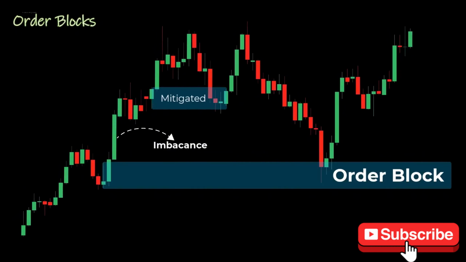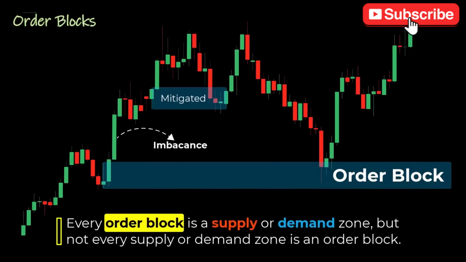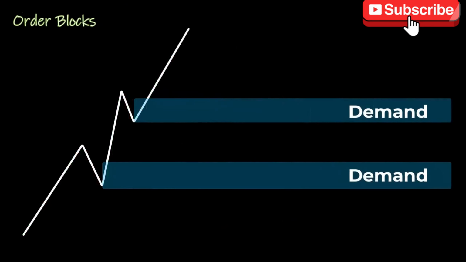Now here's something really important. Every order block is a supply or demand zone, but not every supply or demand zone is an order block. Let me explain. Any strong reaction in price creates a supply or demand level. That simply means big players jumped in and pushed price hard in one direction. But if we traded every one of these zones, we'd end up with a cluttered chart and a lot of losing trades. So how do we filter out the noise?